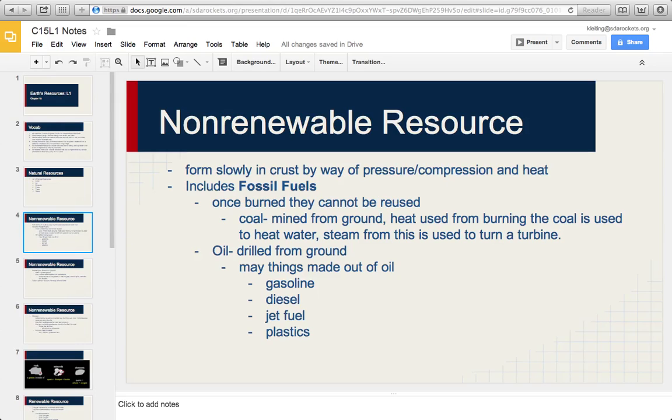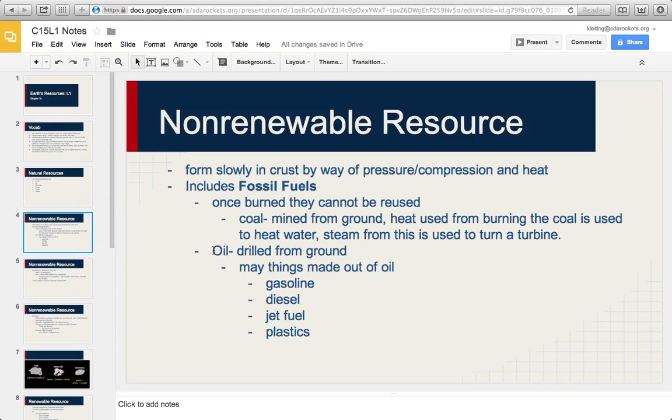When coal is mined from the ground, the way we use it is to heat the coal, and then from the burning coal, we use that fire and that heat to heat water. When we have that water being heated, steam from that water is then used to turn a turbine, and that turbine is what generates electricity. So that's how we actually create electricity from coal. So we go through that water step first.